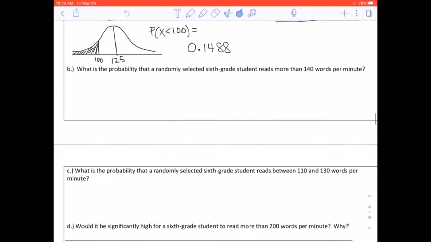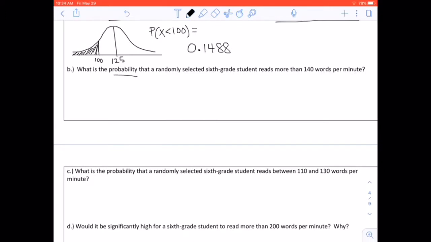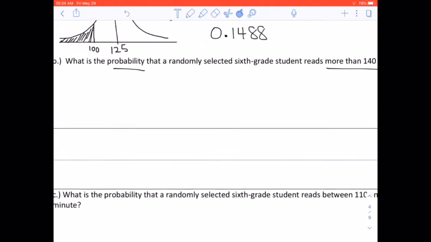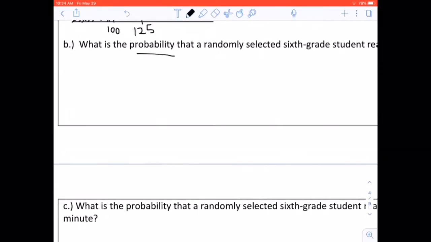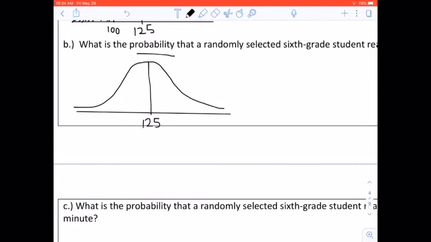Okay, part B says, what is the probability that a randomly selected 6th grade student reads more than 140 words per minute? So again, we're going to go ahead and sketch our normal curve, and then we'll use the calculator to calculate that probability. Our normal curve still has a mean of 125, so put that in the middle. But this time the problem is asking for the probability that the student reads more than 140 words per minute. So 140 is larger than our mean, and more than means we're going to be shading it to the right.